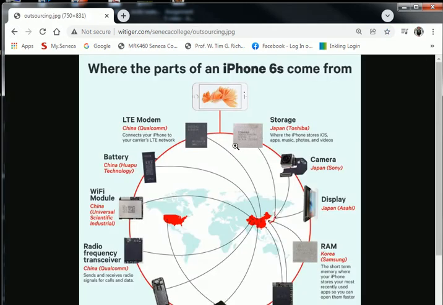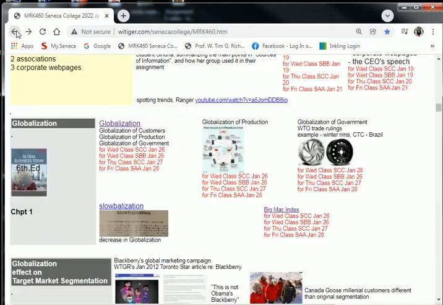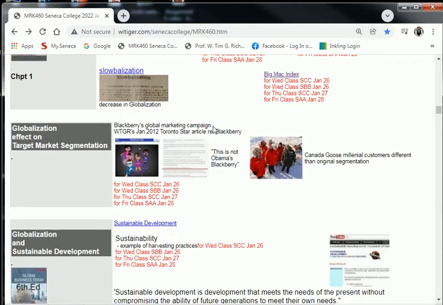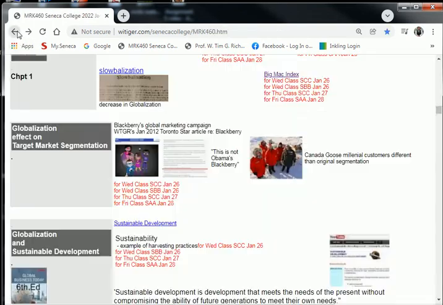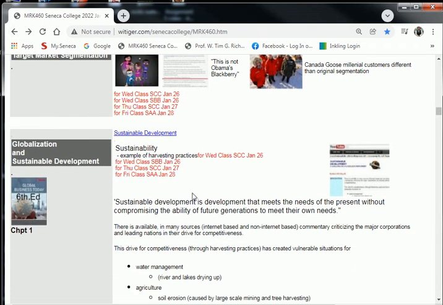And we'll use examples like this little diagram showing where the different parts of the iPhone come from all around the world. We'll also talk about some global marketing campaigns, and we'll discuss some failures and some interesting variations of target market segmentation. We'll talk about the situation of BlackBerry and how they were not successful in understanding the importance of competition from Apple iPhone. This is also an interesting video talking about sustainable development and how companies cut down trees in a pattern which is not necessarily good for soil erosion.